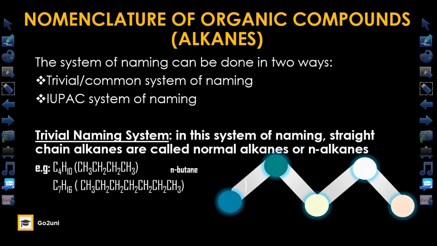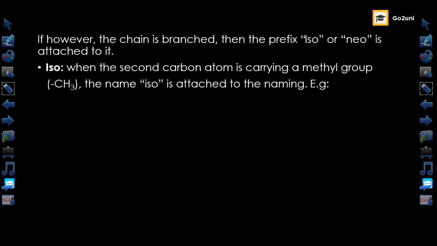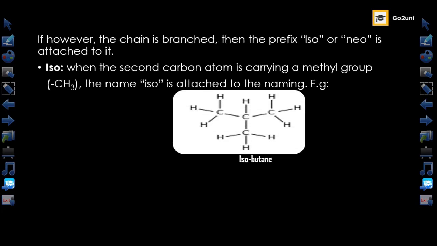In the trivial or common naming system, straight chain alkanes are normally called normal alkanes or N-alkanes. A good example is, as we can see displayed, for butane, we simply call it N-butane. And the other compound is N-heptane. If, however, the chain is branched, then such a compound is referred to as an iso or a neo compound.